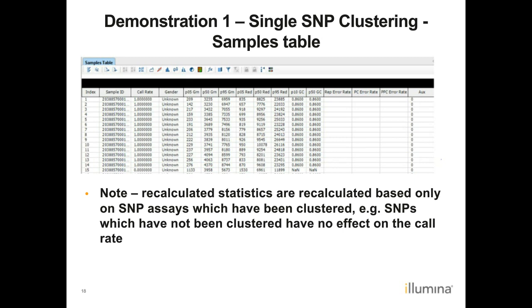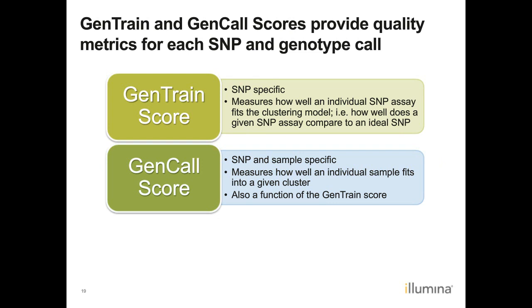Now these processes, GenTrain and GenCall, are assigned scores. These scores provide quality metrics for each SNP and for each genotype call. So the GenTrain score is SNP specific. It measures how well an individual SNP assay fits the clustering model. In other words, how well does that SNP assay compare to an ideal SNP?